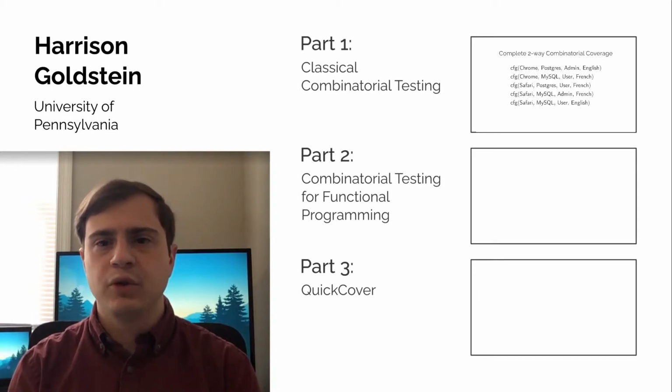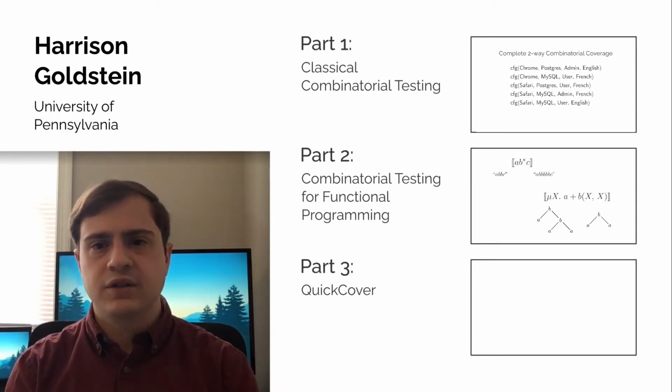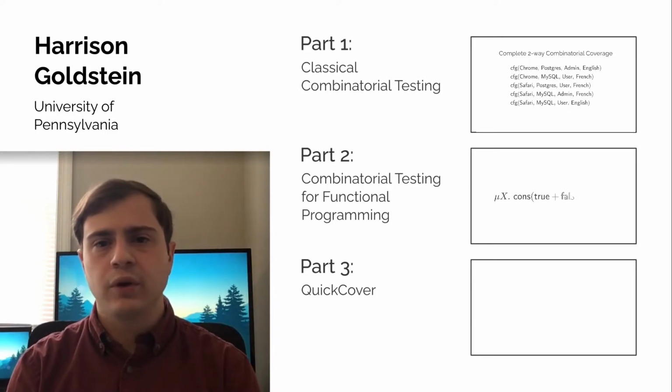Before we can apply combinatorial coverage to property-based testing, we'll need to generalize a bit. Part 2 of this talk discusses our extension of combinatorial coverage to work with algebraic data types. Our generalized notion of coverage is based on regular tree expressions. I'll explain how this formulation makes our definition of combinatorial coverage expressive and flexible.